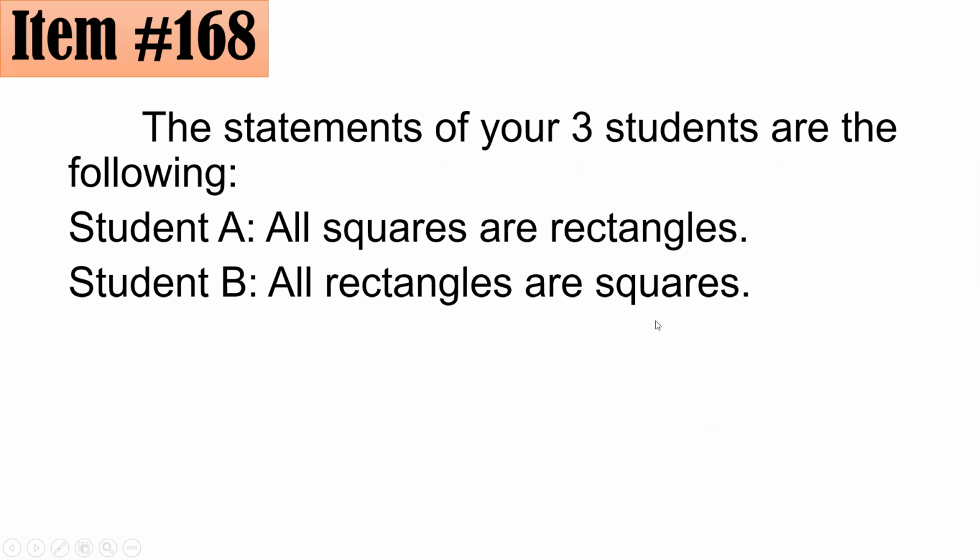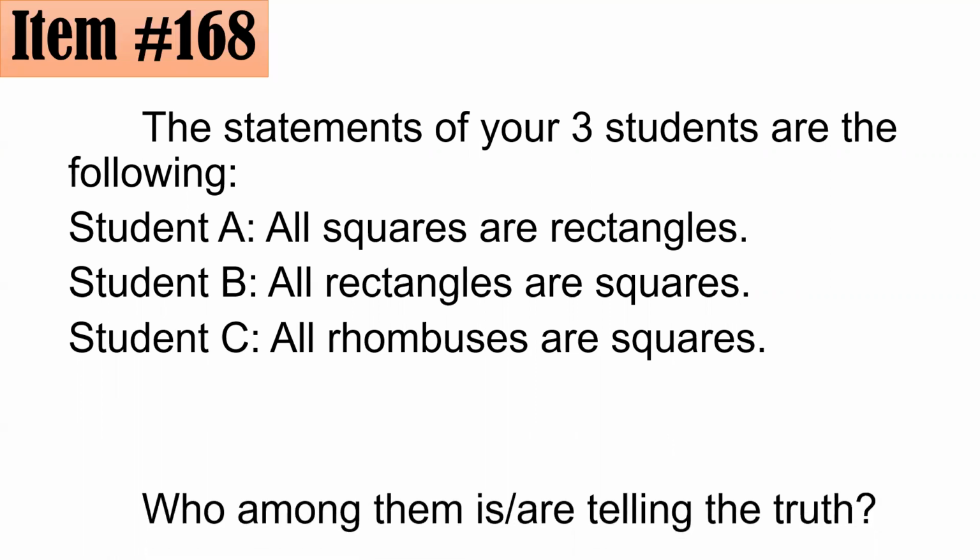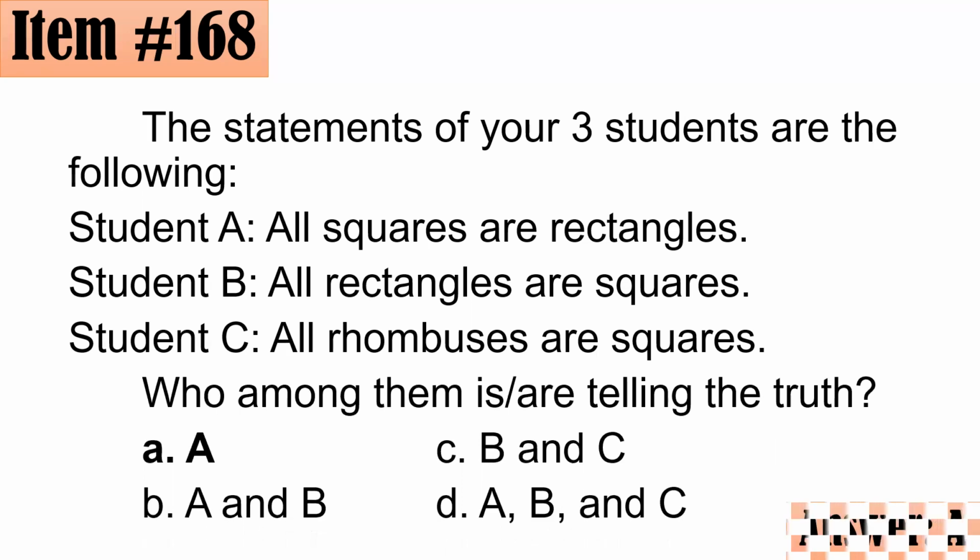So B is wrong. Tama po, no? From bottom to top daw, sabi ni Giganto. Okay? And C is also wrong. Tandaan po natin, all rhombuses are squares is wrong. All squares are rhombuses and rectangles. But the other way around is not true. So among all of them, only student A is telling the truth.